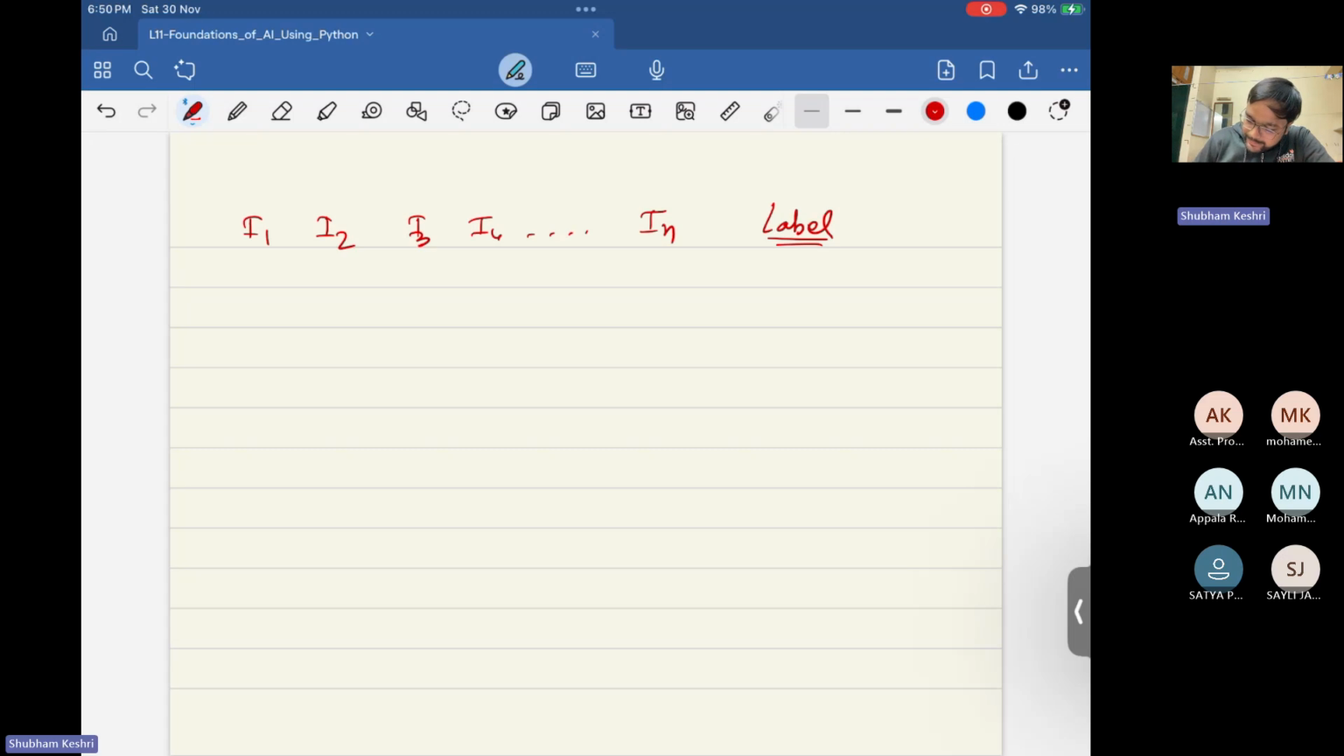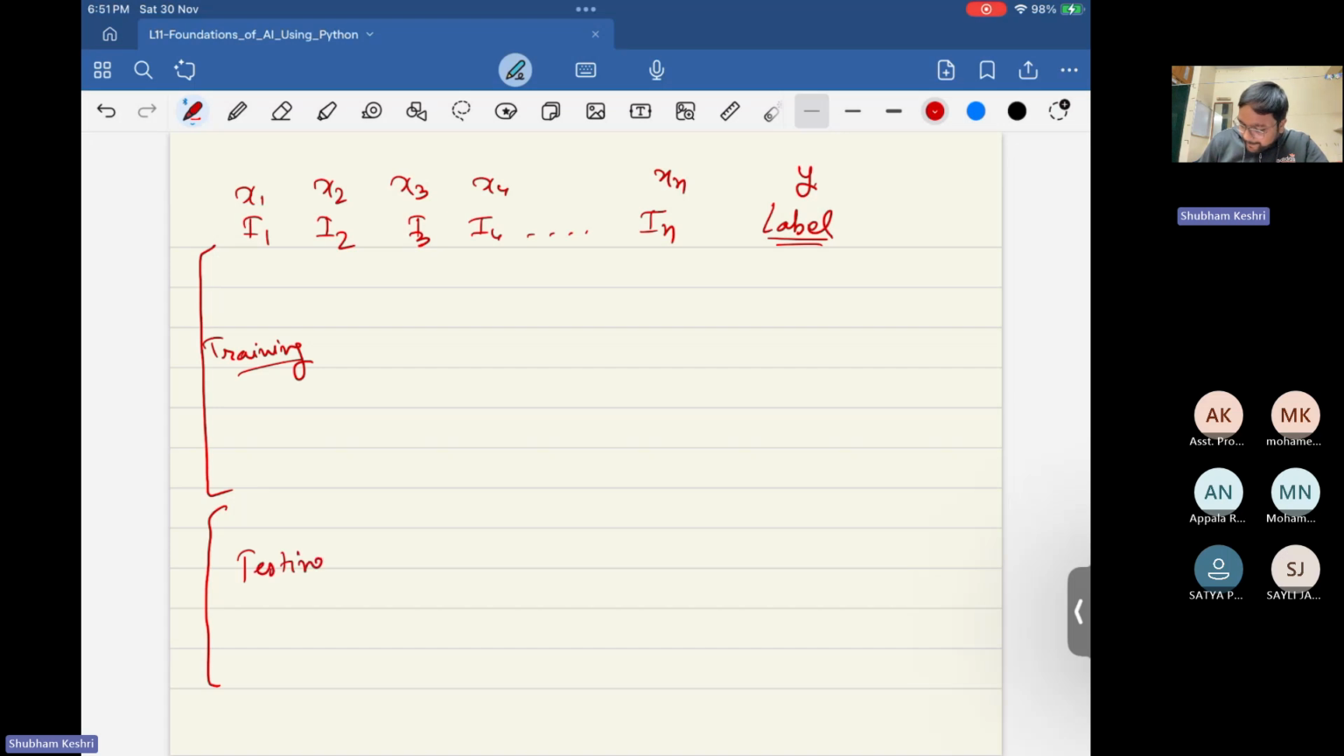So we will say this is x1, this is x2, this is x3, this is x4, and this is xn, and this is y. Now we have training data. So some rows are training data, some rows are testing data. So these are training data, these are testing data.